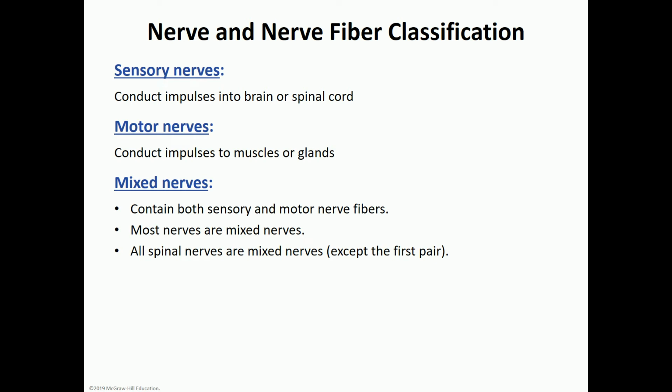Now, how do we classify them according to function? We have sensory nerves, motor nerves, and you should know by now what each of these does, and then mixed nerves. Mixed nerves carry both sensory and motor information at the same time. All of our spinal nerves are mixed nerves, except for the first pair. Remember we said that each spinal nerve has a sensory root and a motor root. They combine to make a spinal nerve, and that's why spinal nerves are all mixed except for the first cervical. The first cervical is not a mixed nerve.